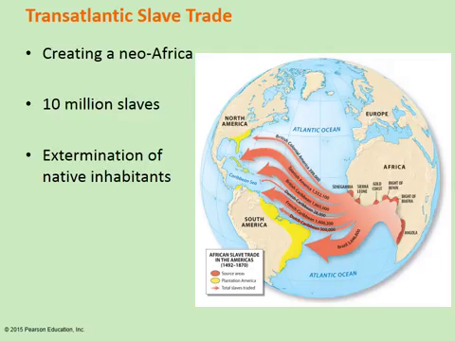Slavery is probably the number one issue in American history. When I say American, I mean the United States. But looking at this map, it can be seen that the overwhelming majority of enslaved African peoples were taken to Brazil and other parts of South America, and then to the Caribbean.